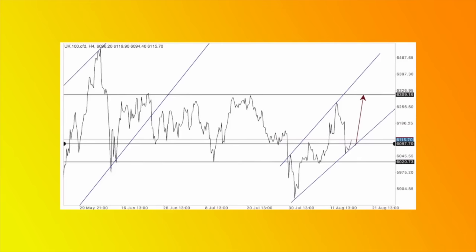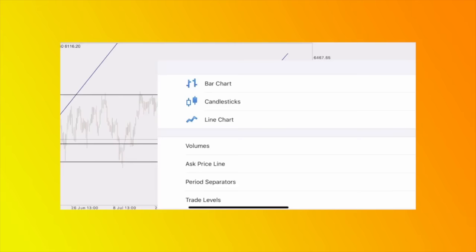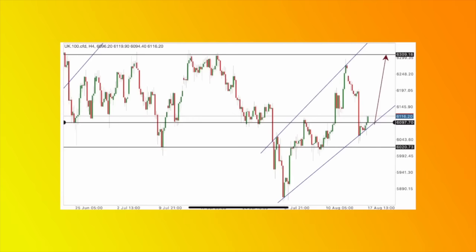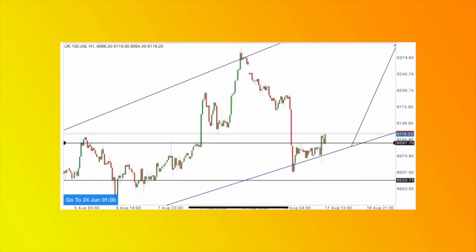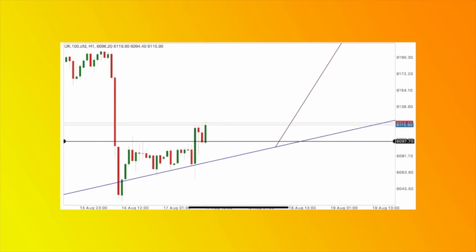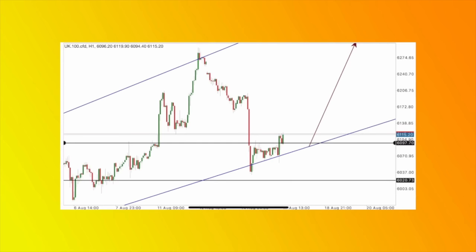So let me move back to candlesticks and see what is it that is happening. Exactly the very same thing is happening also in candlesticks. I can then move to 1 hour for interest sake. I can see from 1 hour that retest that I was referring to on this 6097.70 line already took place. Now I'm only looking for buying opportunities moving further up.